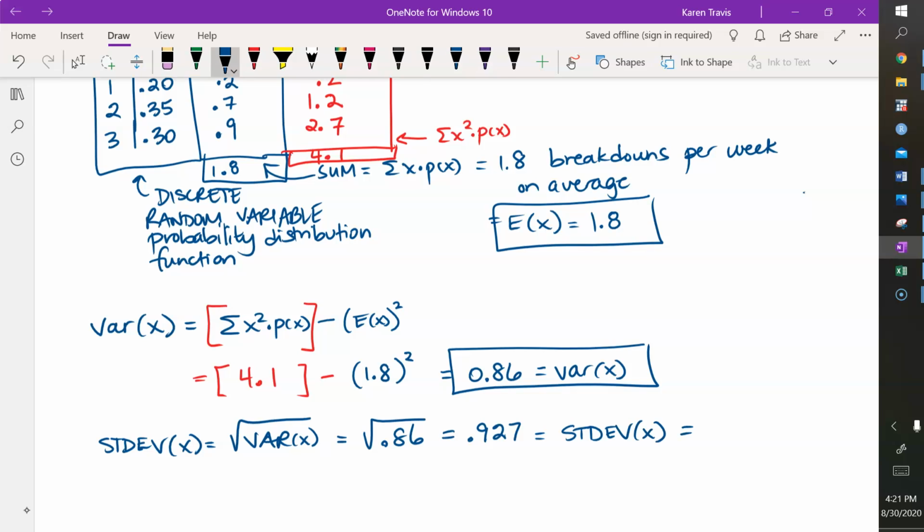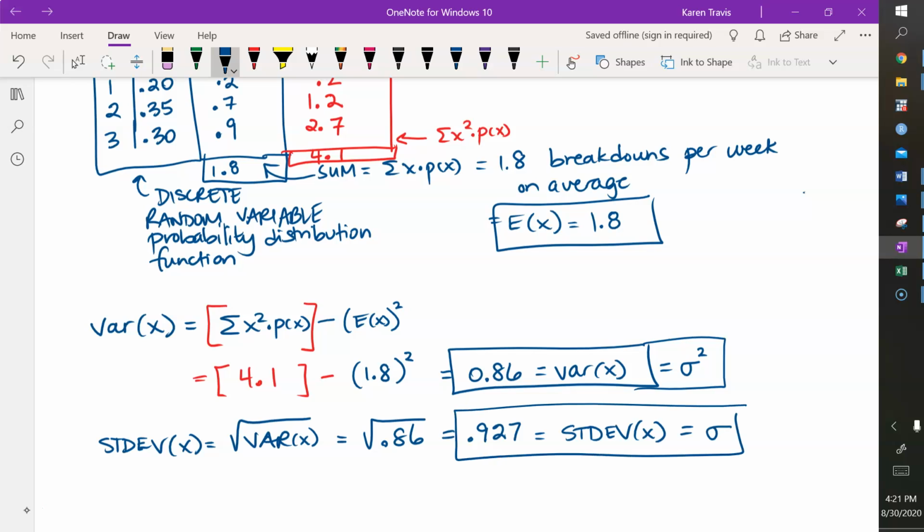And sometimes the symbol for standard deviation is a lowercase sigma, and for variance is sigma squared. So we'll see that notation in the future. So that is how to compute the standard deviation and the variance of a discrete random variable.